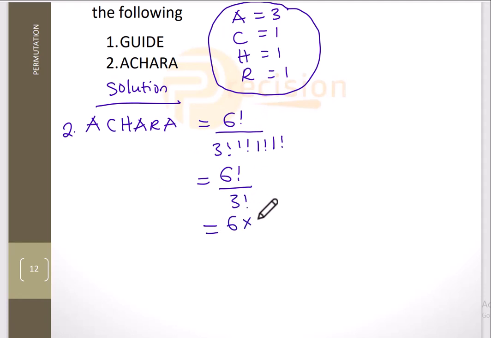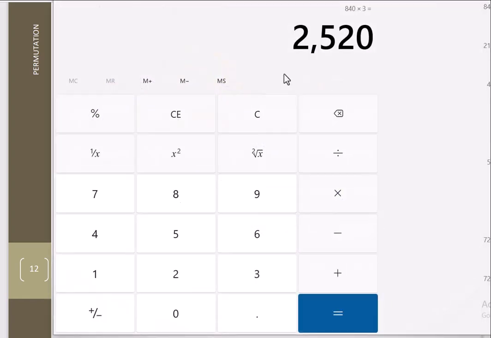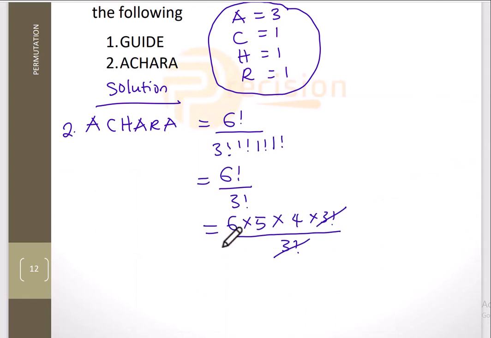So from here we can say 6 times 5 times 4, and then times 3 factorial, and you are still left here with 3 factorial. So this 3 factorial cancels out this 3 factorial. There's no need to break it down. If you want to break both down completely to 1, it's the same thing. It doesn't change anything. So 6 times 5 times 4 is 120. Let's check. Yes, 120, and we are done.